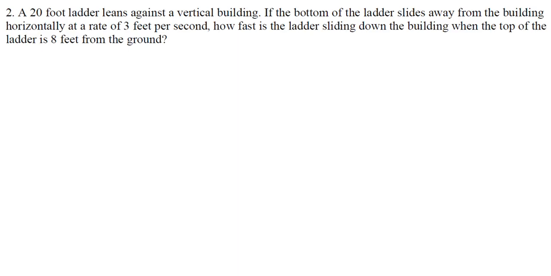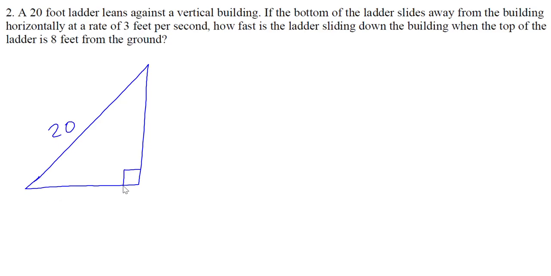For our next one here, we've got a 20-foot ladder leaning against a vertical building. So I'm immediately going to draw a picture. The length of the ladder doesn't change, so I'm just going to call that 20. Remember, we don't want to put anything in the picture that's changing, but the length of the ladder won't change. The bottom of the ladder is sliding away from the building, in this x direction. And then the top is sliding down, which would be in the y direction.